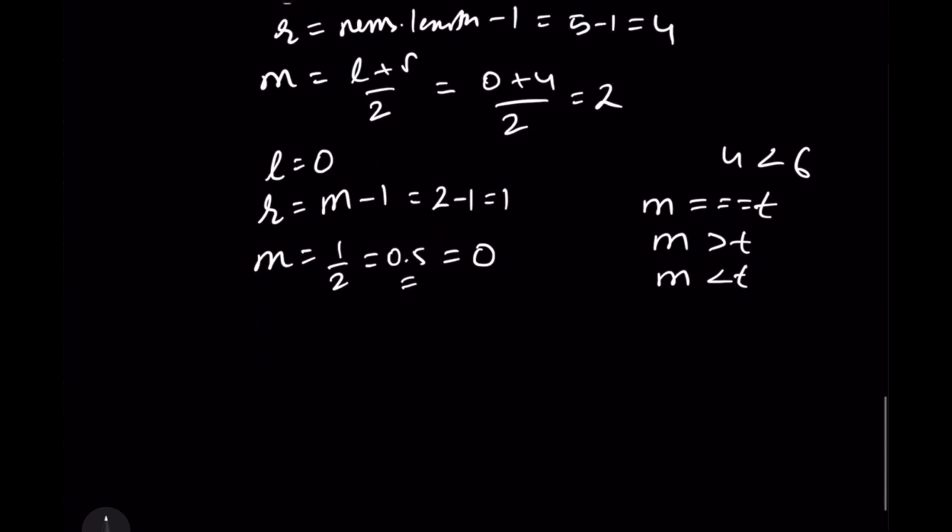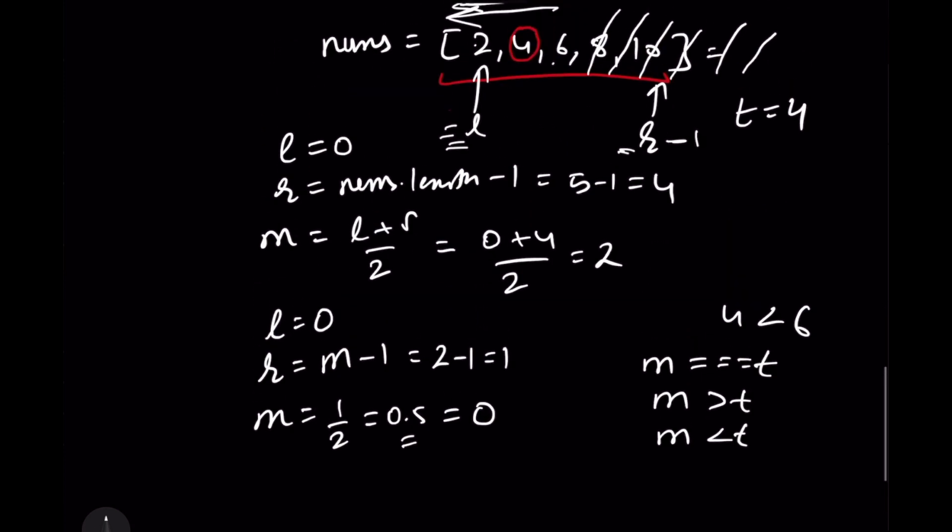Now we'll again check our number. So what number do we have at 0? It is 2. And 2 is not equal to 4. 2 is not greater than 4. 2 is less than 4.